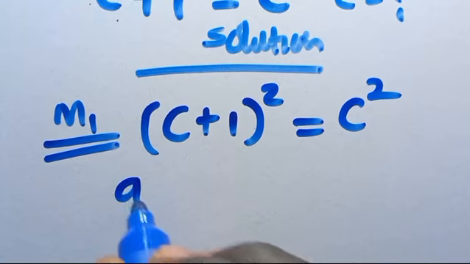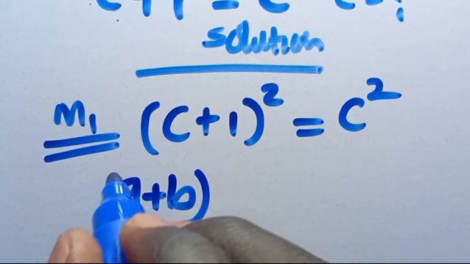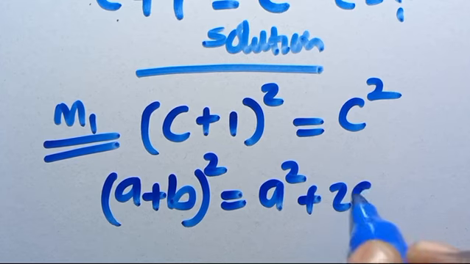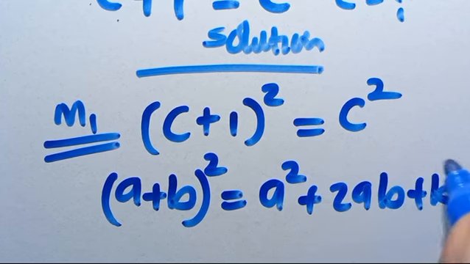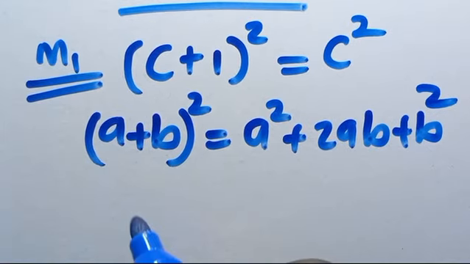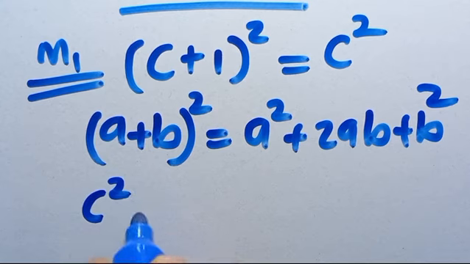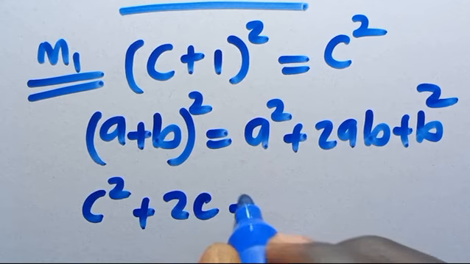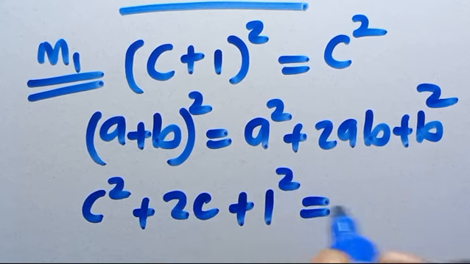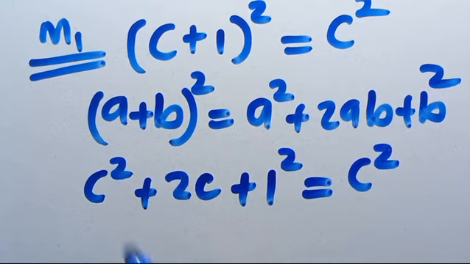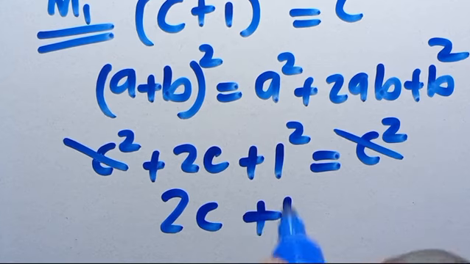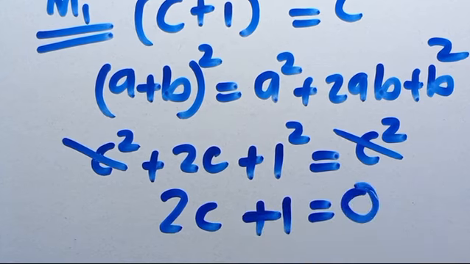So from here, when you have (A + B) squared, it equals A squared plus 2AB plus B squared. So from here, we have this to be C squared plus 2, our A is C, our B is 1. So here will be C squared plus 2C plus 1 equals C squared. Then from here, we cancel out this. We have 2C plus 1 equals 0.